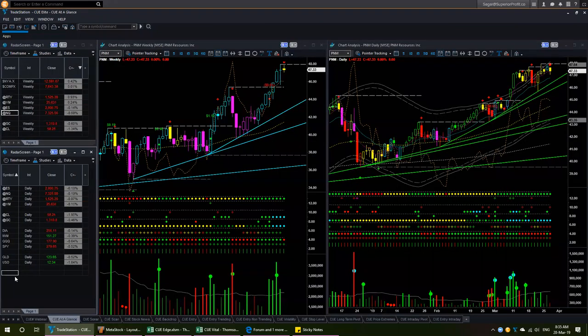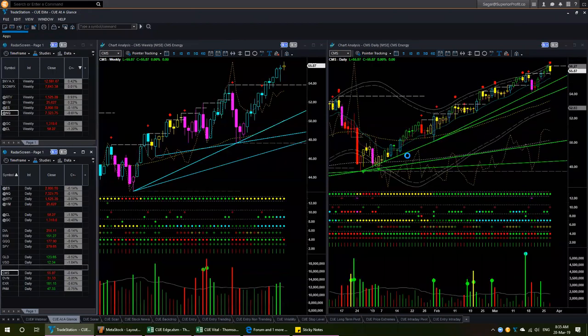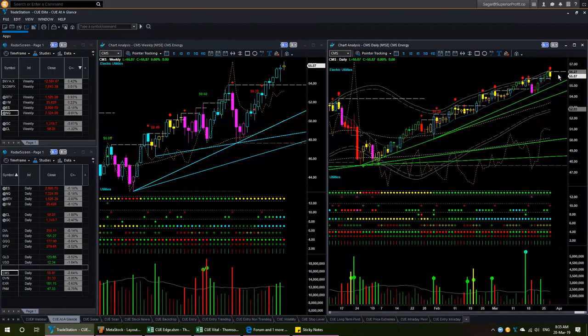I'm going to copy the symbols to this radar. Start with CMS. We have the bearish headwind in the daily chart. Weekly is also neutral color. However, weekly is indecisive and there is a memory support very close by. Therefore, we are not going to take any short trade.